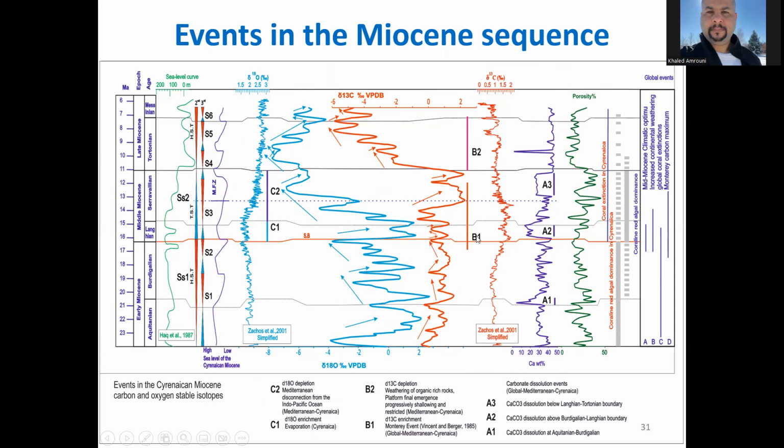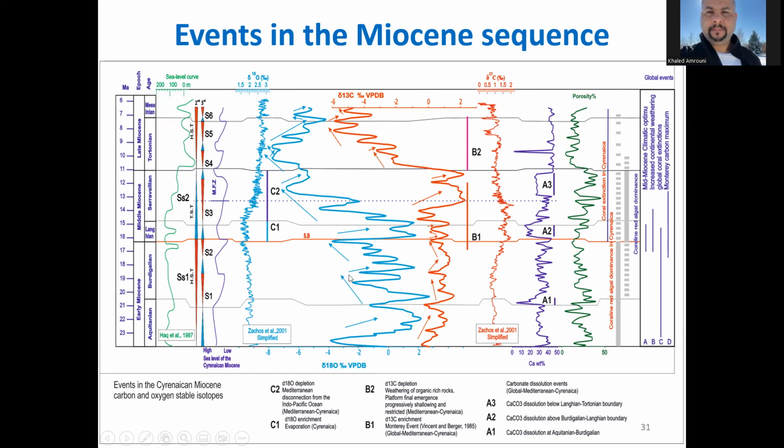And if we look at the carbon, we find two events, B1 and B2. B1 is enrichment in carbon stable isotope, associated with the global Monterey event. And B2 is the Mediterranean event, depletion in the carbon, associated with the final emergence and exposure of the platforms.